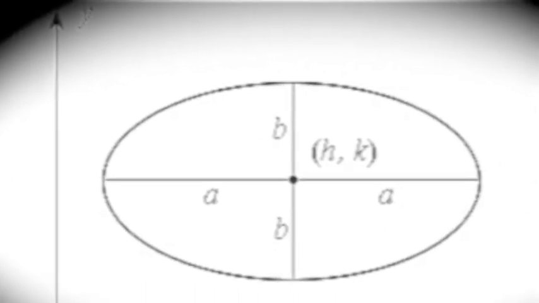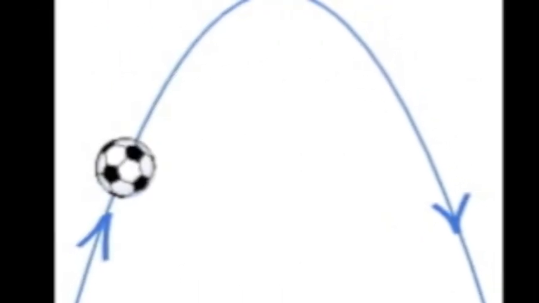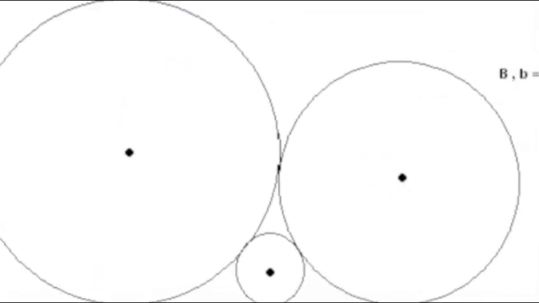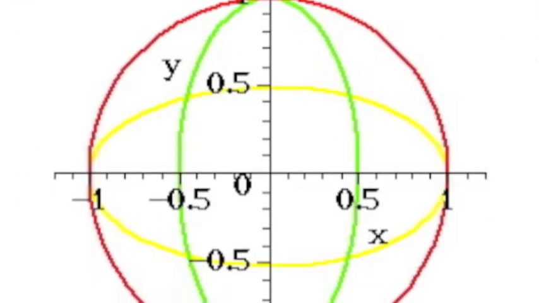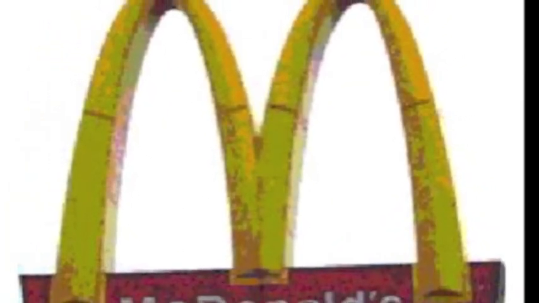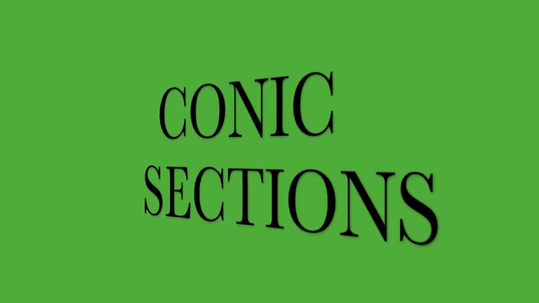Circles, parabolas, and ellipses. Oh my! We see them all the time, and we have even worked with them before in math class. But what are they really? How can they even be grouped together? Two words: conic sections.